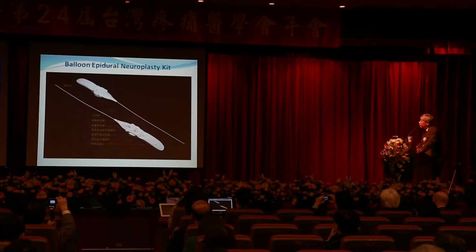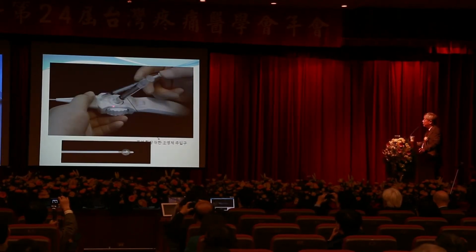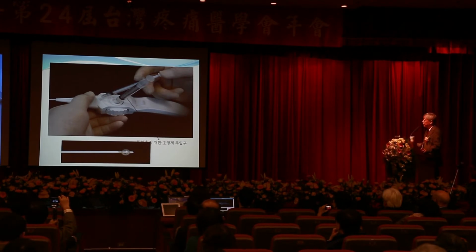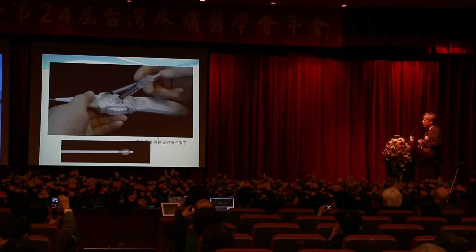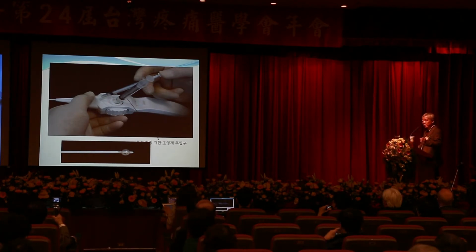So this is the balloon epidural neuroplasty kit. And here is the port for injecting contrast medium to inflate the balloon. So we are trying to widen the area of central spinal stenosis or foraminal spinal stenosis with this balloon.